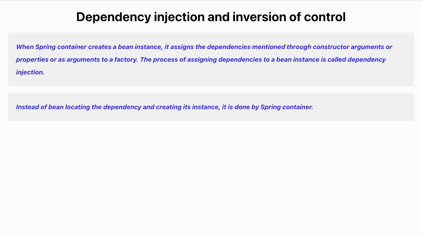When the Spring Container creates a bean instance, it assigns the dependencies mentioned through constructor arguments or properties, or as arguments to a factory. The process of assigning dependencies to a bean instance is called dependency injection. Instead of locating the dependency and creating its instance, it is done by the Spring Container, hence the name inversion of control.